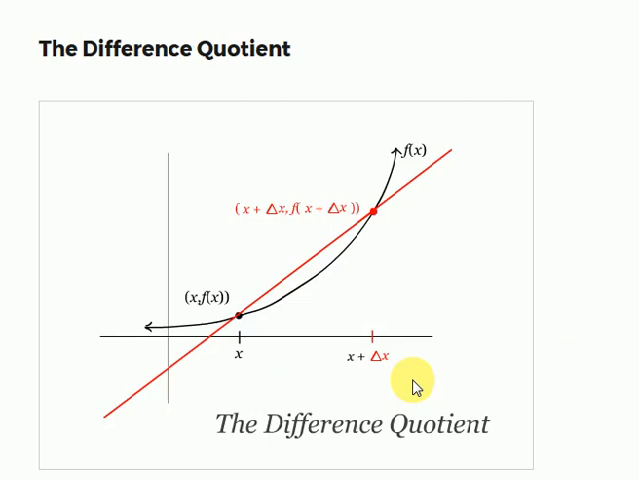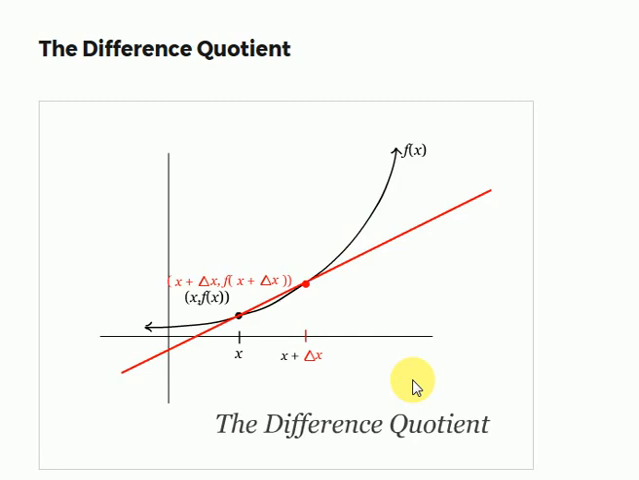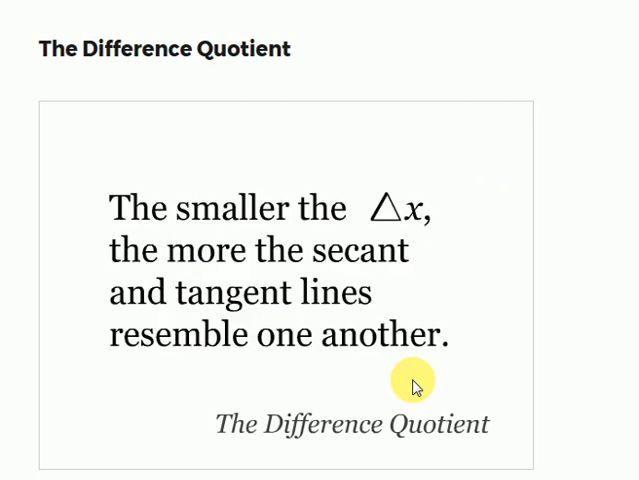Let's look at that graph again. What happens if I were to make delta x smaller? In other words, my second point will be closer to x than it was before. Now, if I draw the secant line connecting my original point to my new point, which is slightly closer, I will get a secant line which looks more like the tangent line than the previous one did. It's getting closer to it.